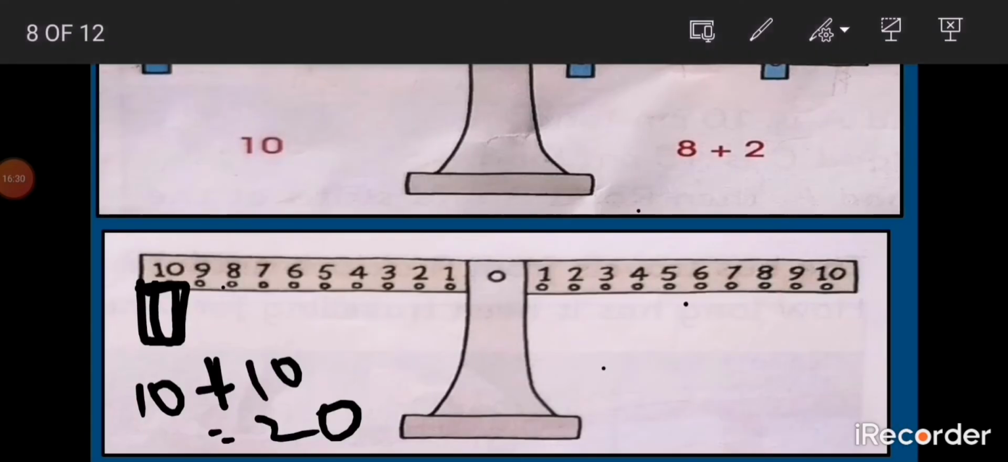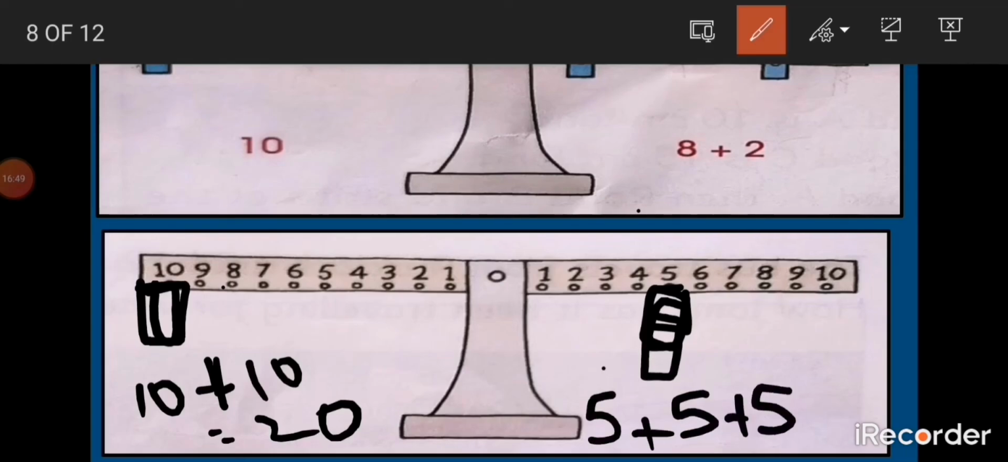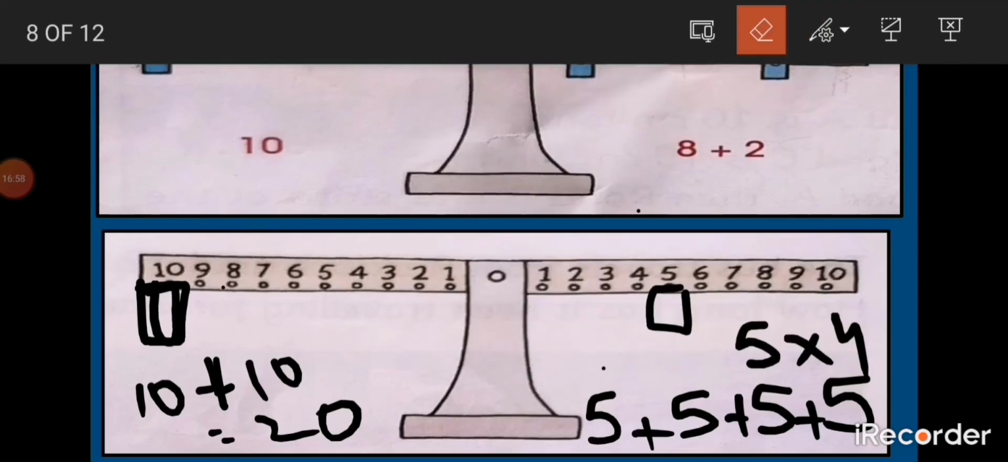Let me tell you about number 5. If we choose only number 5, how many weights do we need? So we have to count in 5s. 5, now put one more, 5 and 5, 10. Now one more, 10 and 5, 15. Now one more, 15 and 5, 20. 5 plus 5 plus 5 plus 5. Or we can say 5 multiplied by 4. So we can count 5 four times to get 20. Or we can say, we can put 4 weights on 5 to get 20. So we can use 5 four times.